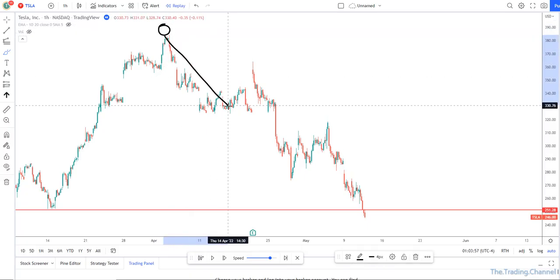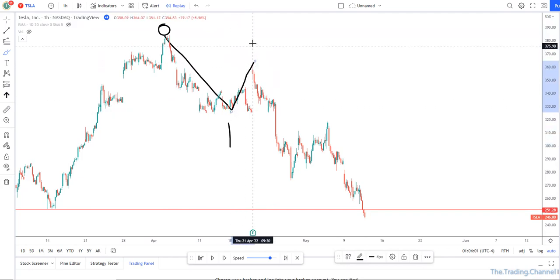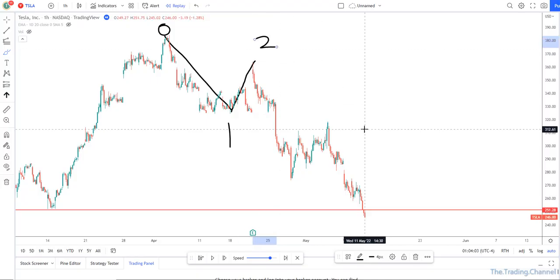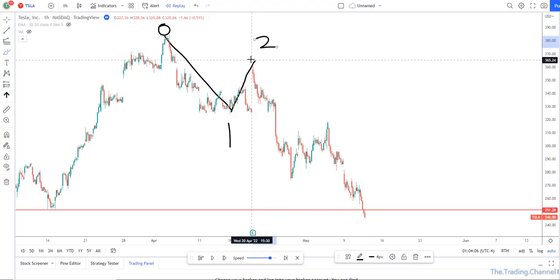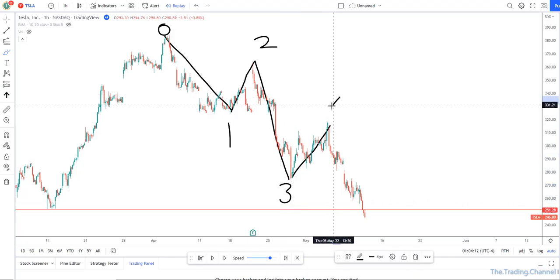And this is called 1. It dropped to here and it recovered until here. This is called your 2. Agree? And when it dropped until here, this is called your 3. This is called your 4.